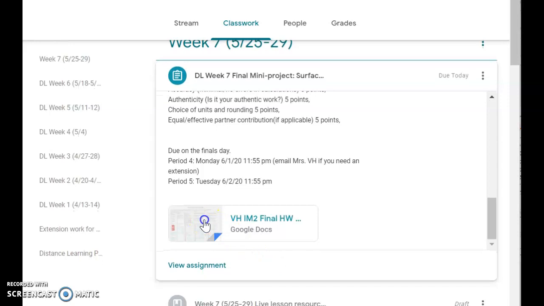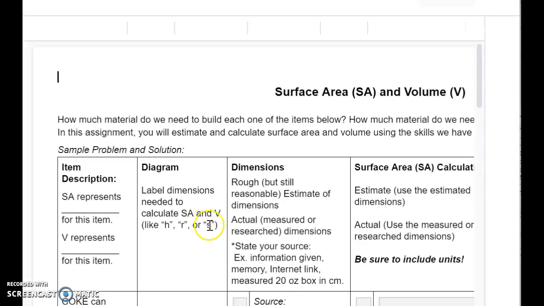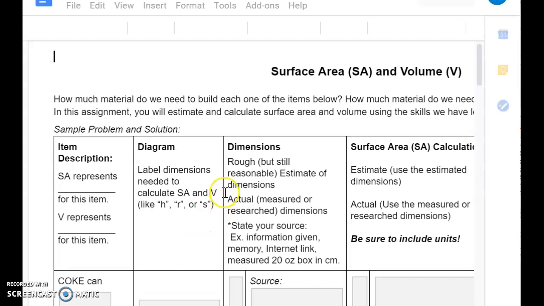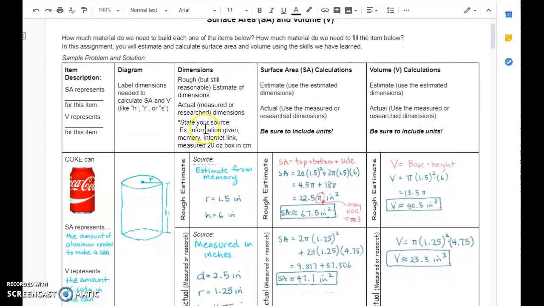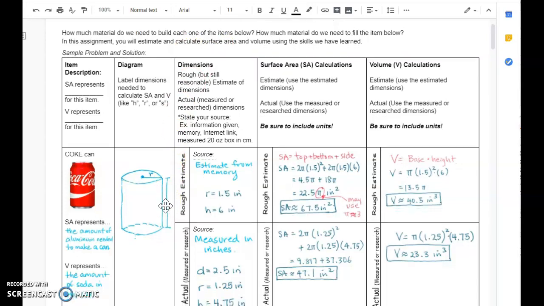And if you click on this document, it is going to give you all the information yet again, as well as examples. Okay, so let me go through the document. If you look at the first page, it tells you what you are required to do, as well as this is the sample problem and solution that I've done for you.